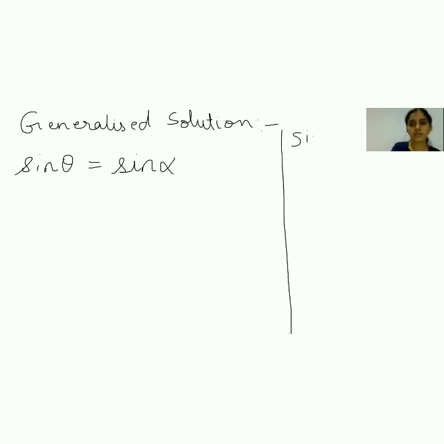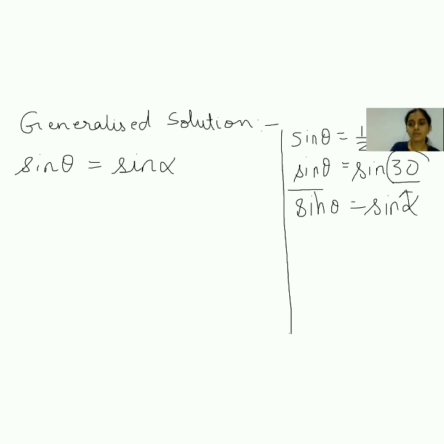If we say that sine theta is equal to say half, what does this mean? Sine theta is actually equal to sine of 30, right? So that means I have written it in the form of sine theta is equal to sine alpha, where alpha is your answer, 30 degrees, or you can say pi by 6 in radian form. So that is why we write it as sine theta is equal to sine alpha.